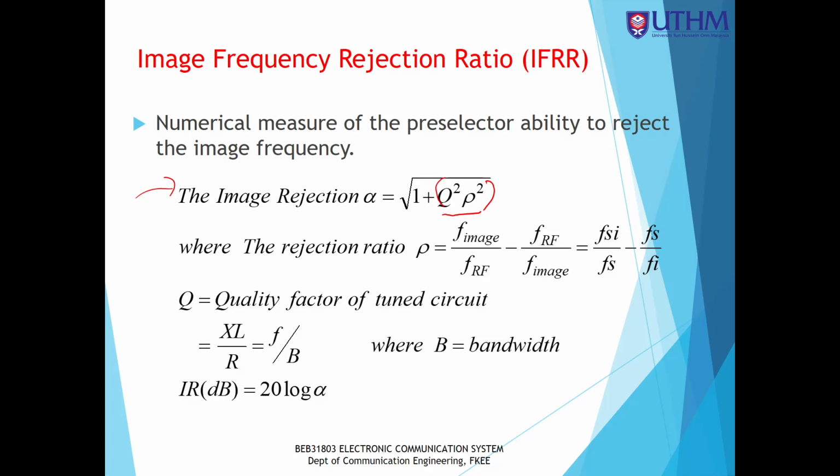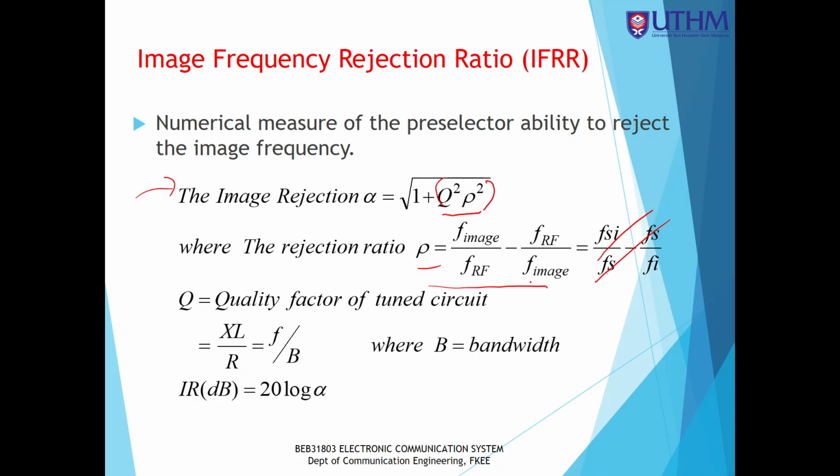The rho parameter is equal to F image divided by FRF minus FRF divided by F image. So it is hertz divided by hertz, so there is no unit for this parameter. You can neglect this part and just focus on this part.